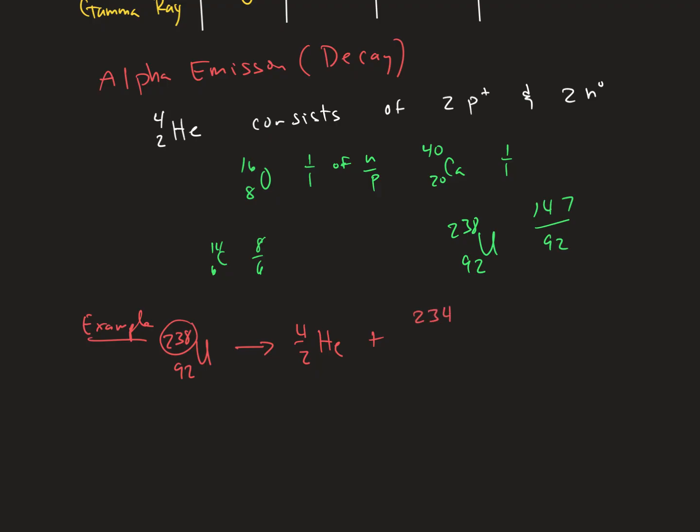234. And you guys can calculate this, right? This is the calculation you're going to do in this unit. Just simple subtraction. If we start with a positive 92 and we get rid of two protons, what are we left with? Does anybody know what isotope that is? Yeah, you got it. So that makes thorium-234.